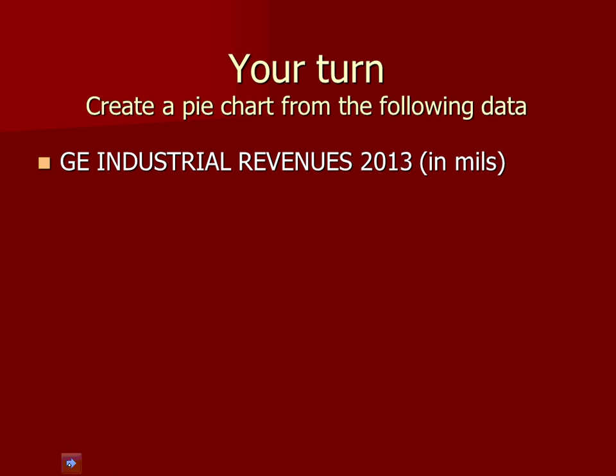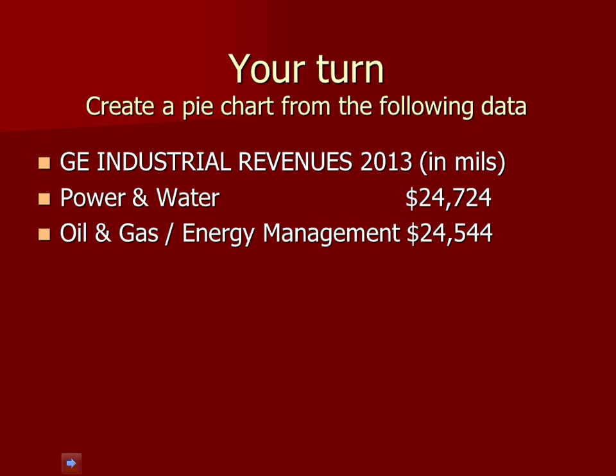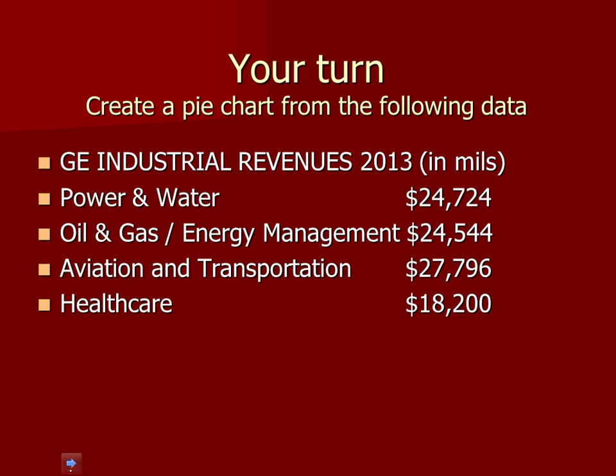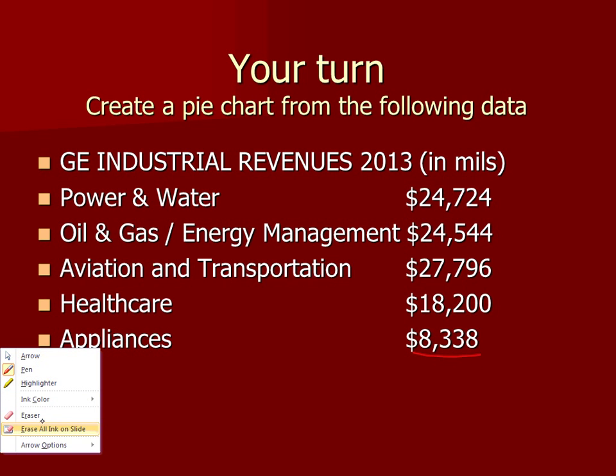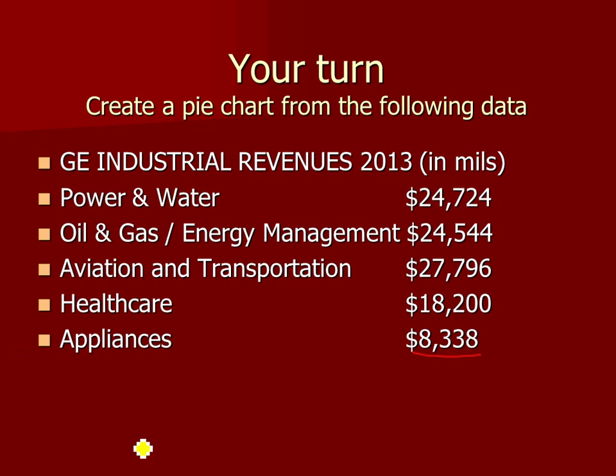What else do they make? They make power plants. They make turbines to produce energy. They make all of this money. They make stuff that goes into hospitals, diagnostic equipment, like X-ray detectors, different types of machines for testing, MRI machines. They make all this stuff. And here is appliances. Okay, they make appliances. And it turns out in 2013, which is the year that I looked up, and this is in millions, they made $8 billion of revenue from selling appliances.